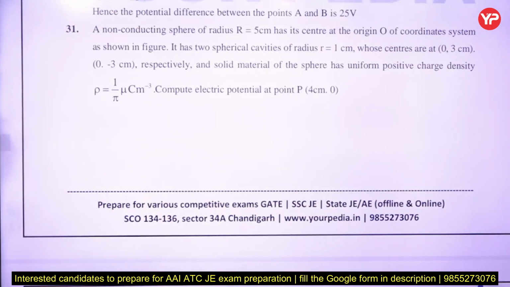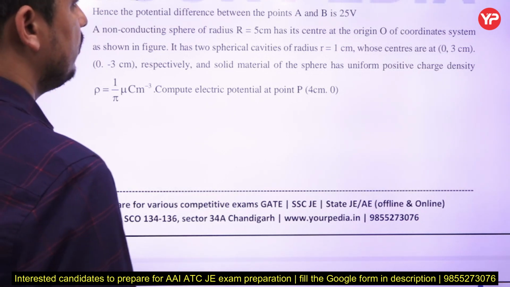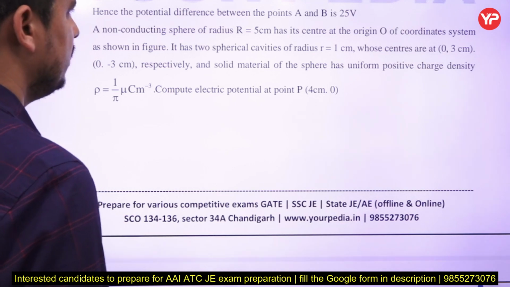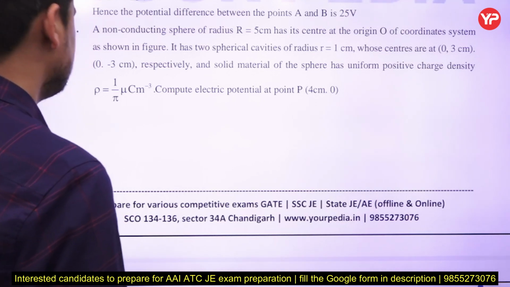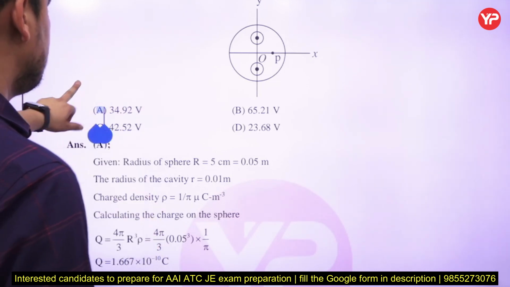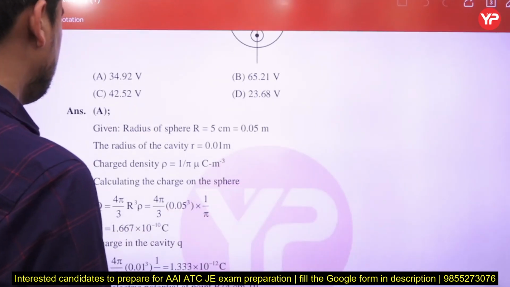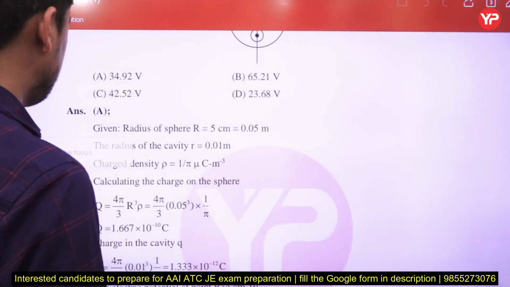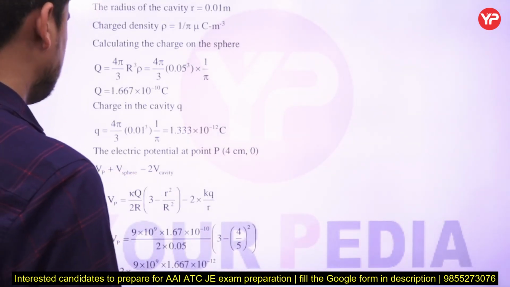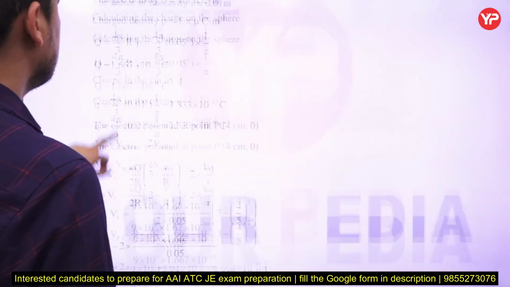A non-conducting sphere of radius R is centered at the origin of the coordinate system as shown in the figure. It has two spherical cavities of radius r1 whose centers are at that one and that one respectively. The solid material of the sphere has a uniform positive charge density. Compute the electric potential. This is the system and you have to calculate the potential. So you can directly use Q1, Q2 and you can calculate the electrostatic potential Vp, the V of the sphere minus the two cavities, like that. This is also a difficult question.